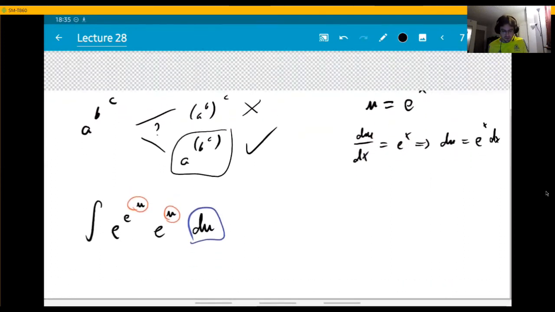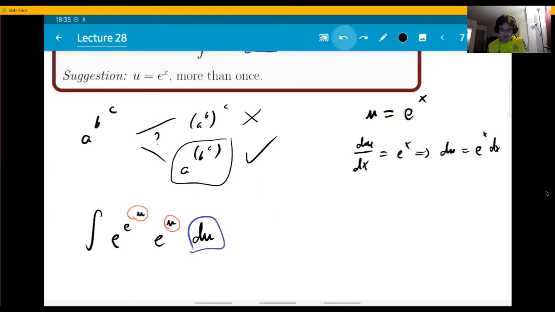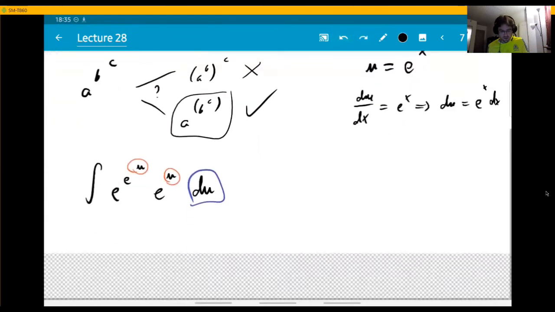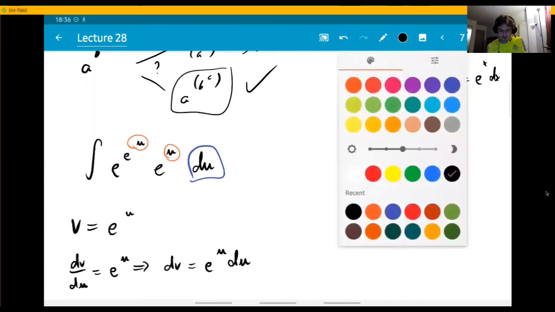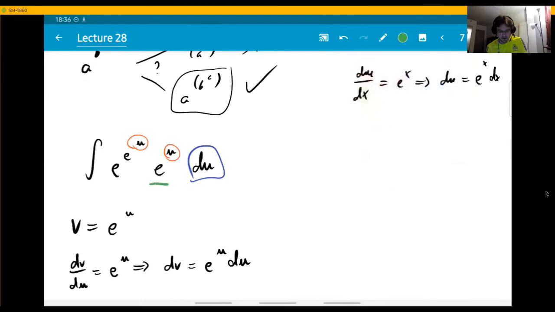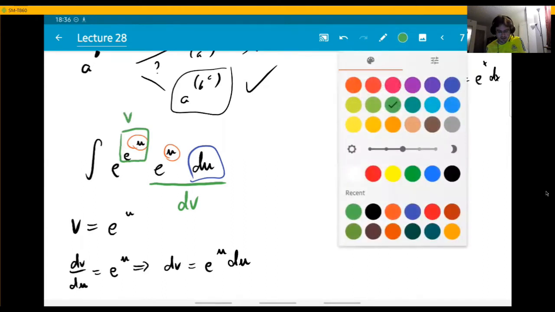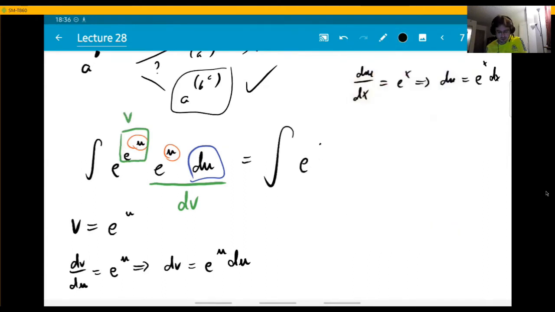How about we do the same change using the exponential function they said more than once. How about we try v equals e to the u? Let's see what would happen. dv du is also e to the u, which means dv is e to the u du. So once again, we're just going to use this entire expression, e to the u du, change that into dv, and also change this e to the u to v. What happens now? e to the v dv.